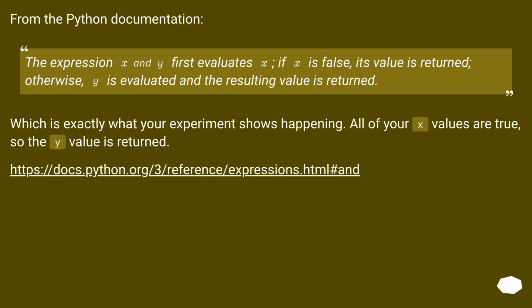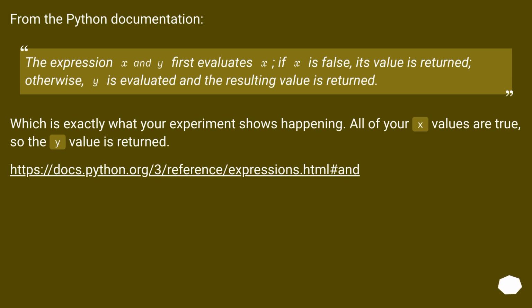From the Python documentation: the expression x and y first evaluates x. If x is false, its value is returned, otherwise, y is evaluated and the resulting value is returned. Which is exactly what your experiment shows happening. All of your x values are true, so the y value is returned.